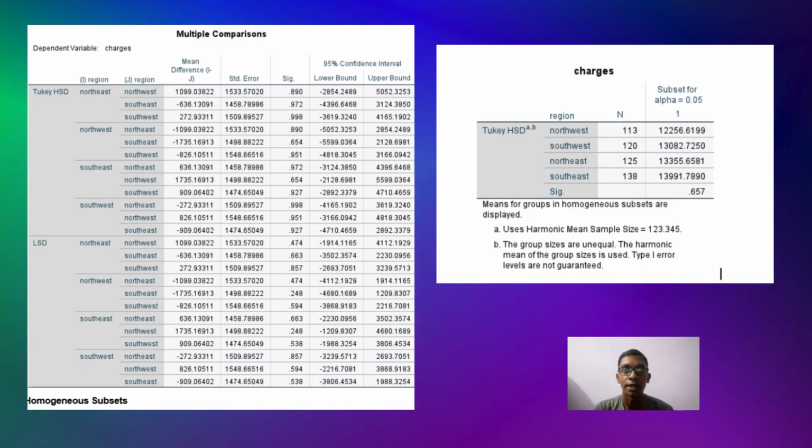We can also verify this by looking at the 95% confidence interval. You will notice that in every comparison, the range between the lower bound and upper bound includes the number 0. For example, comparing the northeast and northwest, this difference could be as low as negative $285 or as high as $5020. In statistics, if a confidence interval contains 0, it means we cannot confidently say the real difference exists. The differences we see in the mean difference column are likely just random sampling variation.